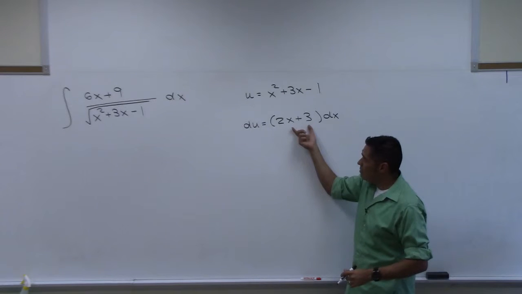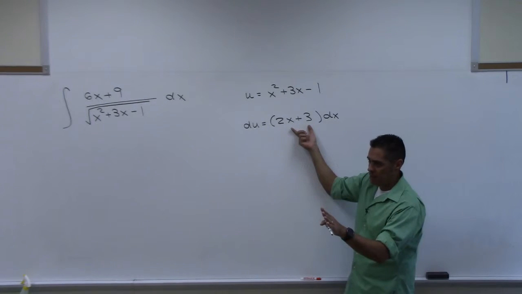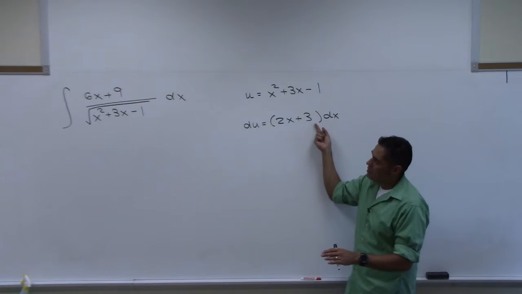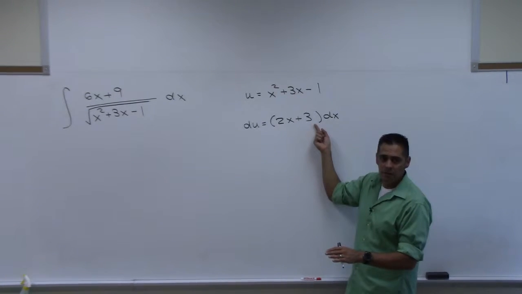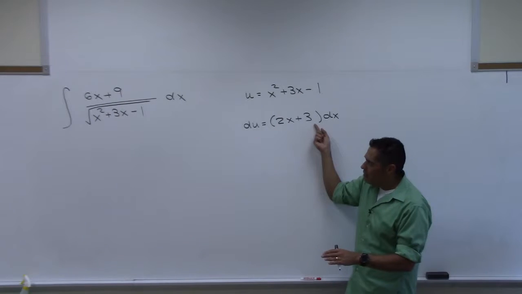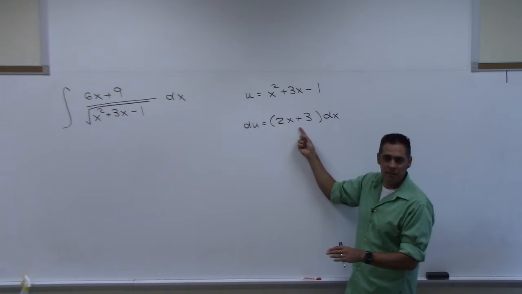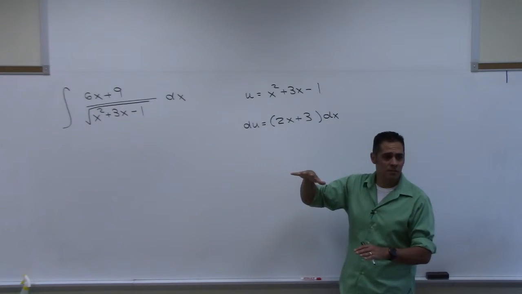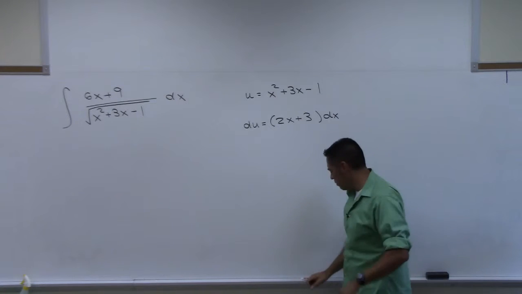Do we see this? Not quite, right? We don't have 2x plus 3, do we? What do we have? 6x plus 9. But I can make this 6x plus 9 by doing what? Multiplying both sides by 3. I'm off by a multiple. Do y'all see that? I'm off by a multiple.